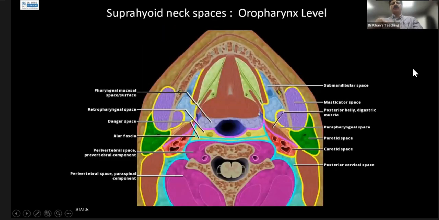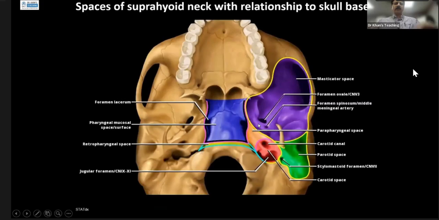So this is oropharyngeal. Okay, this one you have to again concentrate on the same point which I have already made. Some of the spaces go and touch the base of skull. This is the masticator space. And in the masticator space, this foramen is foramen ovale, from where the V3 division of the trigeminal nerve, the mandibular division, passes out. So, tumor of the masticator space can go into the intracranial cavity through the foramen ovale.